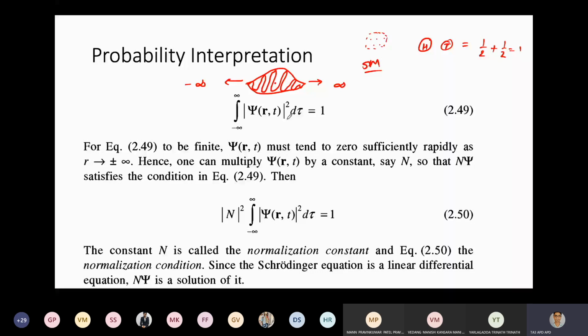And we need to do this because we want to normalize the whole probability interpretation. ये जो condition है, probability condition है, so we want to normalize this. So in order to do that, we have introduced this constant n in the function. So n psi whole square d tau equal to 1. So we take this modulus of n square outside because it is a constant, and the remaining integrals stay as it is. So this is your normalization constant, and this equation is called the normalization condition.